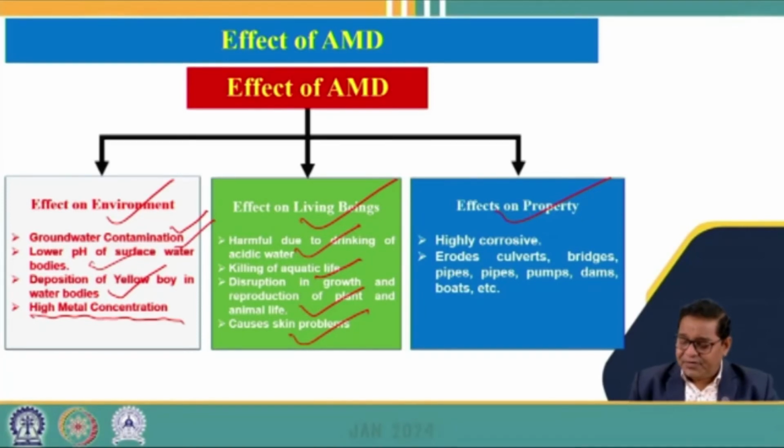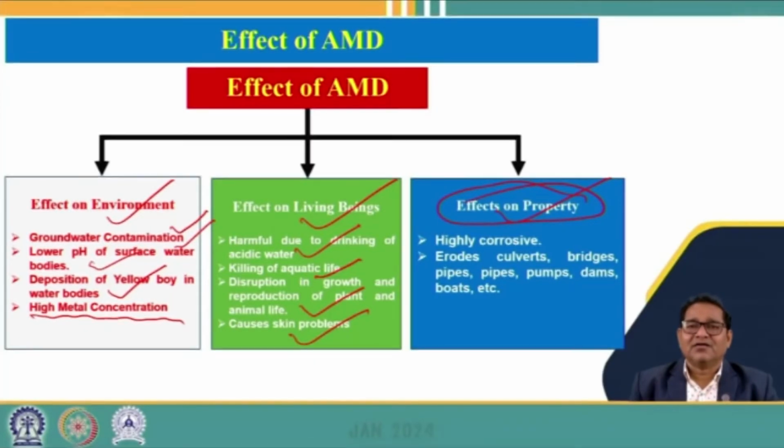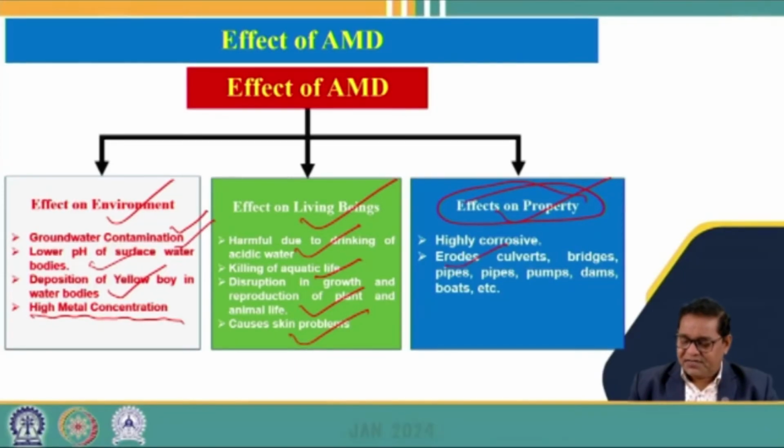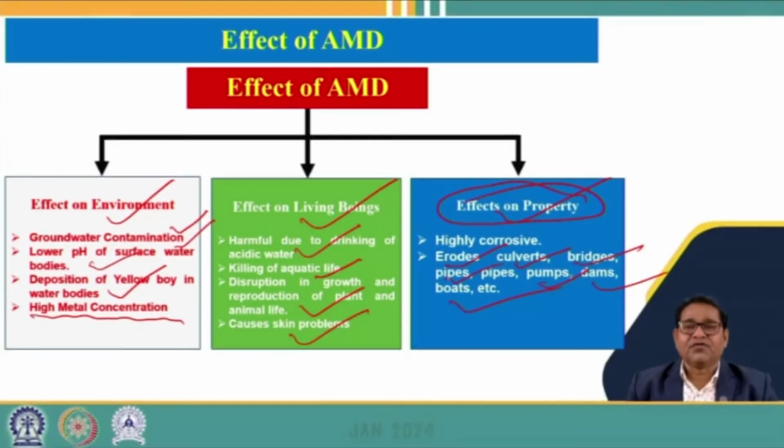And if we talk about its effect on property, it is highly acidic, so it is highly corrosive also. It will corrode pipe materials, culverts, bridges, pipes, pumps, dams, boats, wherever this acid mine drainage comes in contact. That will damage and corrode the material, and thus overall reduce its lifespan.